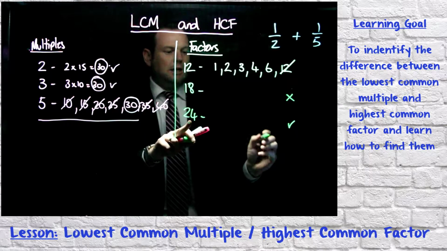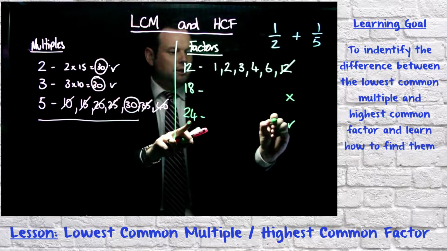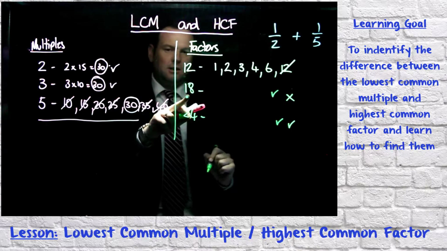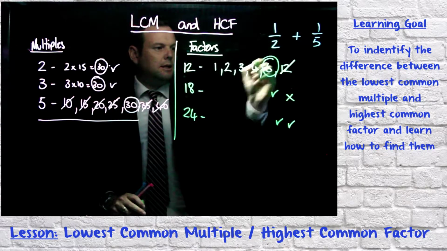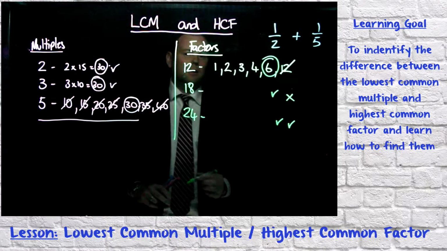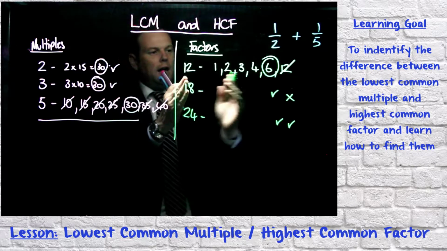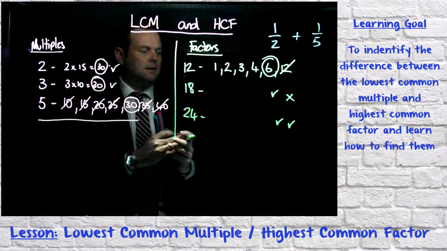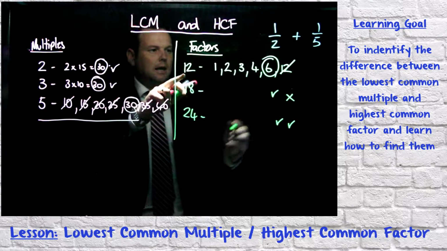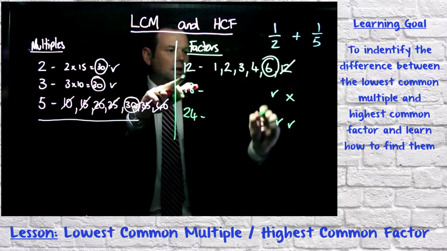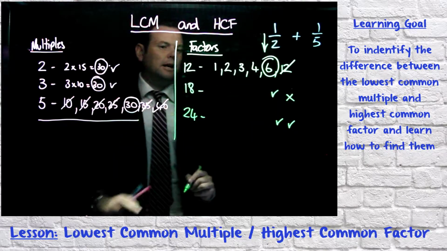So let's have a look at 6. Can I divide 24 by 6? Yes, I can. Can I divide 18 by 6? Yes, I can. So that means that my highest common factor for 12, 18 and 24 is 6. So work out your list of factors, and then go through a checking process until you get your highest common factor.